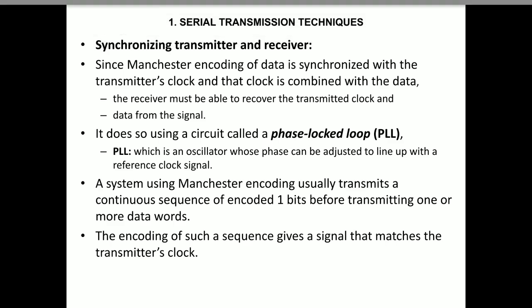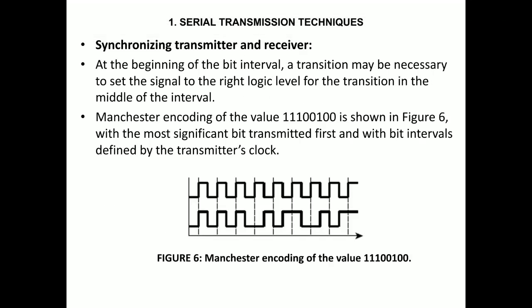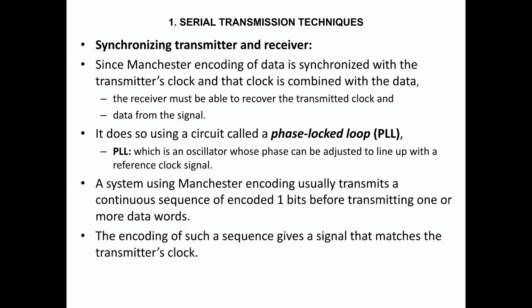We will go back to the figure. In this image there are two trains of waveforms. The upper waveform is the clock pulse, that is the transmitter clock, and the lower one is the value, 111100100. The data is synchronized with the transmitter's clock. The clock is combined with the data. The transmitter's clock is combined with the data to transmit the data.